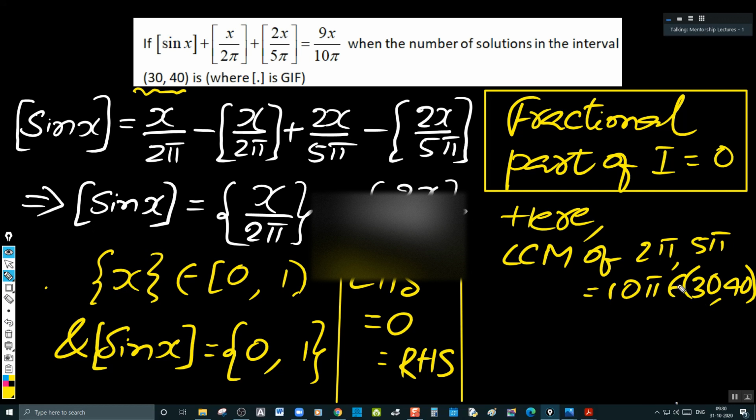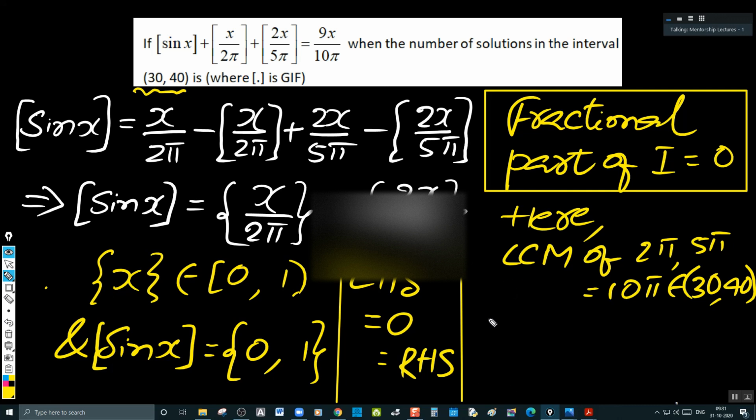रीजन इज दिस, क्योंकि पाई का वैल्यू क्या है? 31.4. That is the reason why he gave a range like that. At that point it becomes 0, which lies between 30-40. तो एक ही solution रहेगा. You will have only one solution. Okay.